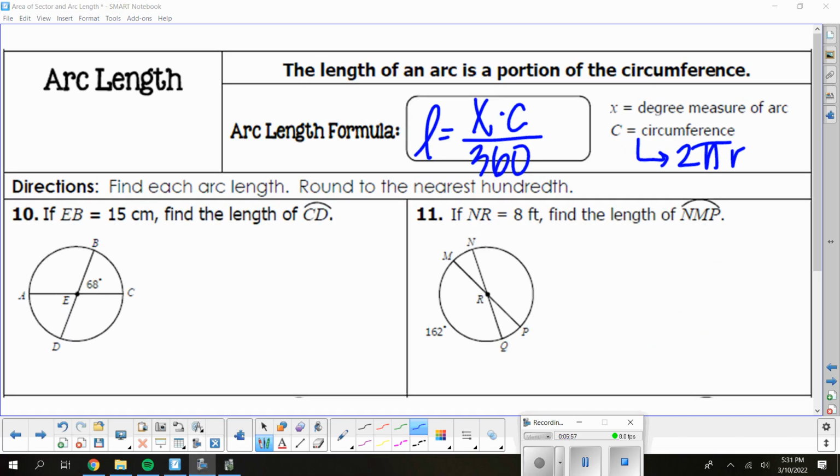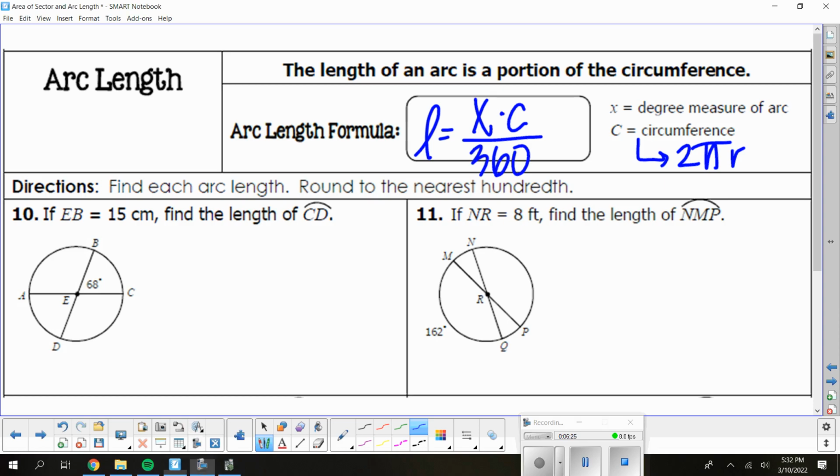All right, we are now on page 9, and we're doing the arc length formula. Arc length is the length of an arc, in regards to the portion of your circumference. So x is the degree measure of my arc still, which could also be your angle. And your circumference is actually in this formula, which is 2 pi r. Again, this is a portion of the outer ring, so it makes sense that we're doing circumference, because that's the distance around your circle.